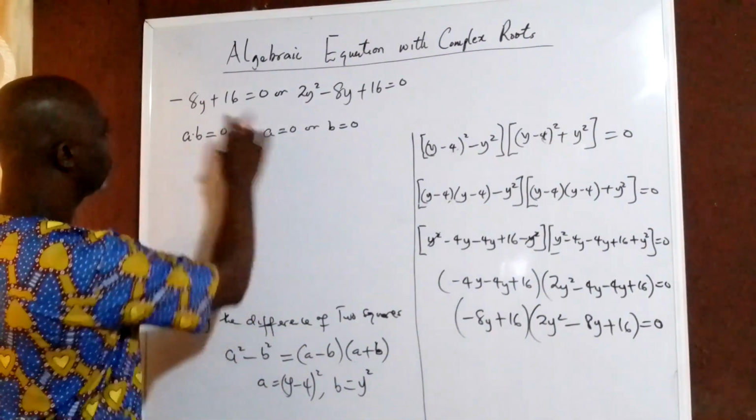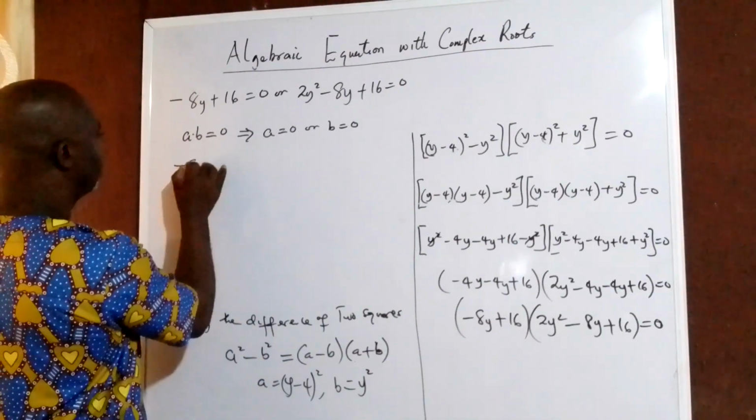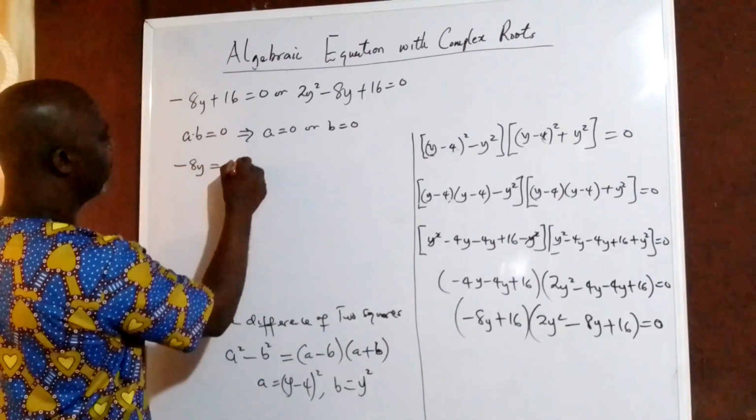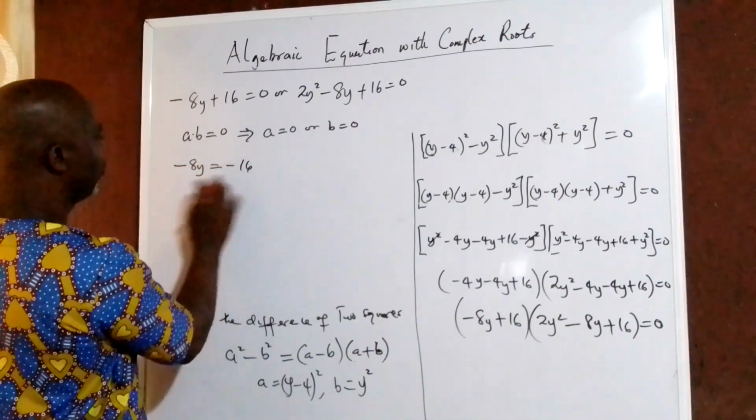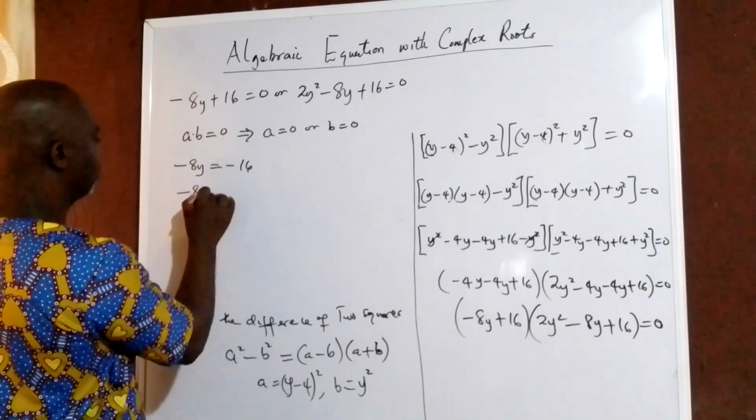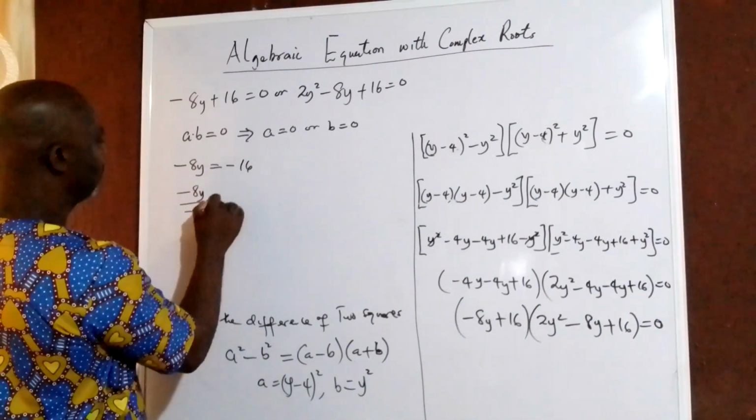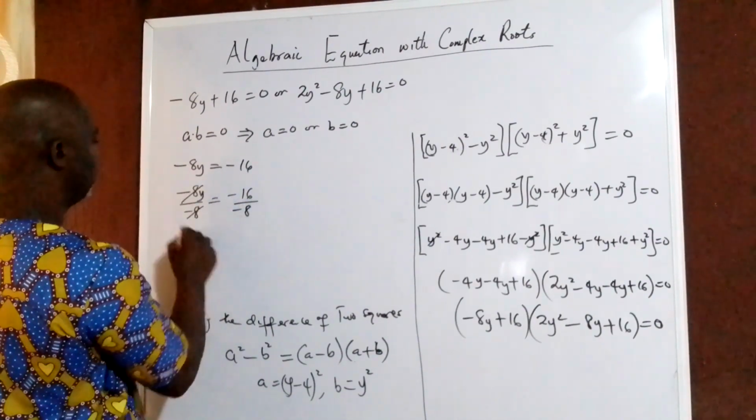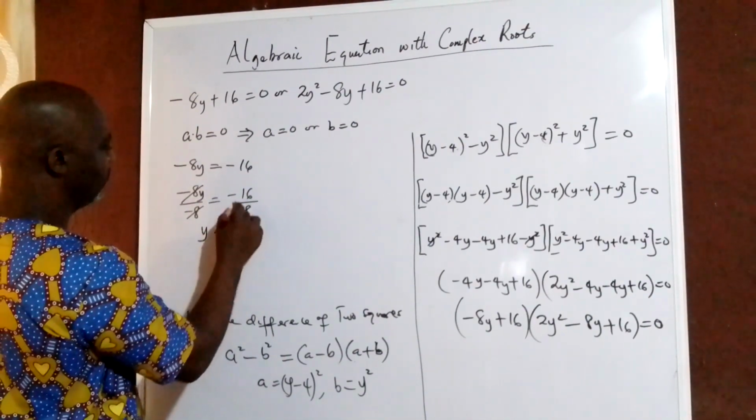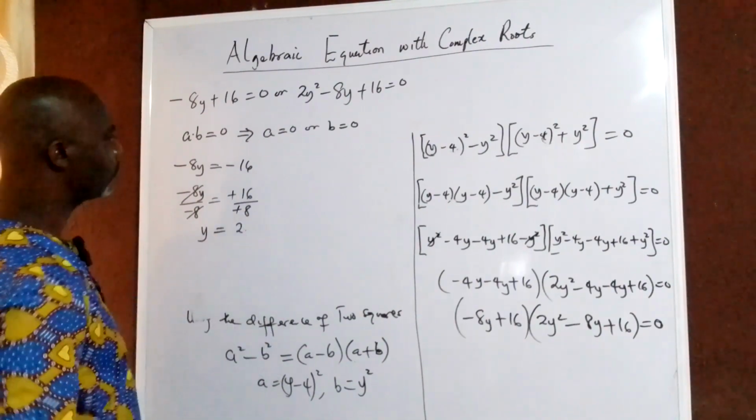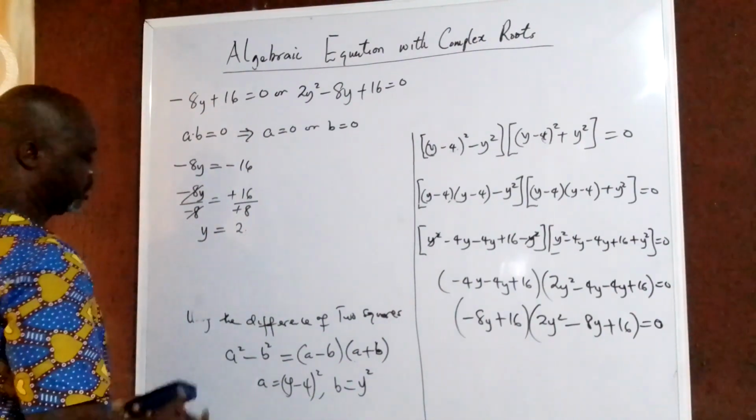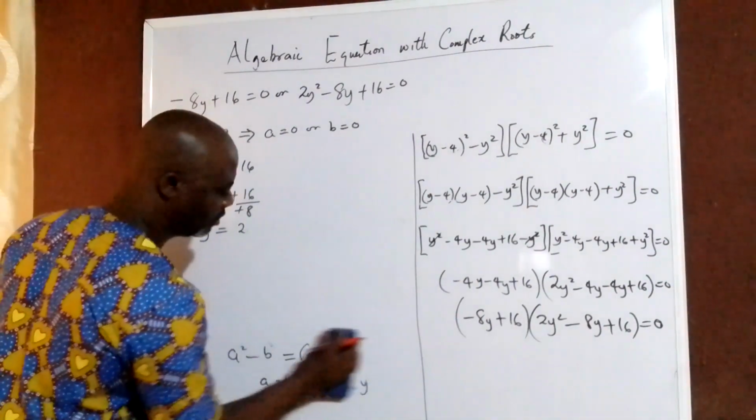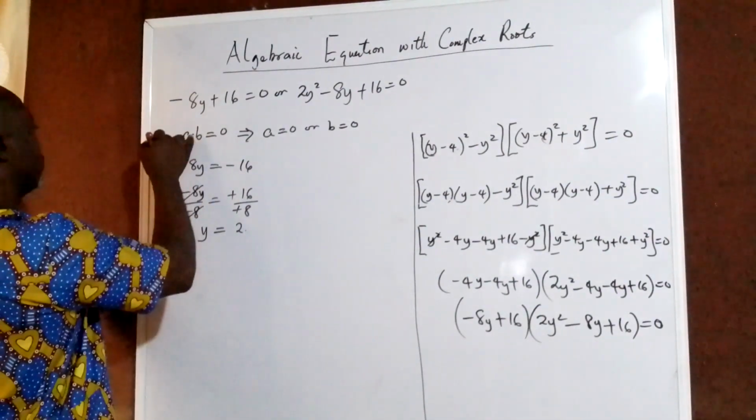So from this we have that minus 8y will be equal to minus 16. Dividing both sides by minus 8 will give us y equals 2. And then of course, we can call this case 1.